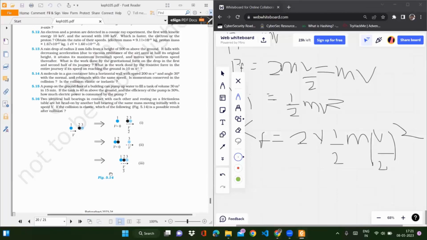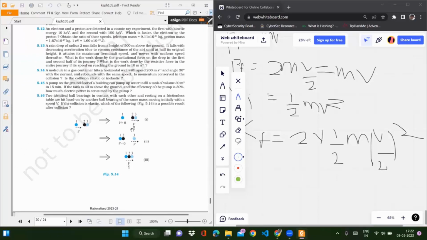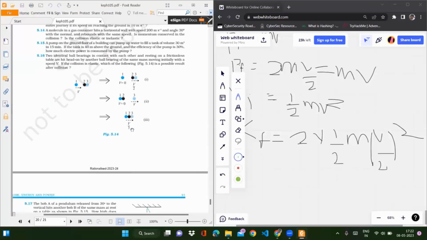Now in the similar case, momentum will be conserved, but the kinetic energy is not conserved, but the collision is elastic, so this is also not possible. But if we consider the third case, we find that both conditions are satisfied, and therefore this can be the possible result, and so case number 2 is possible.